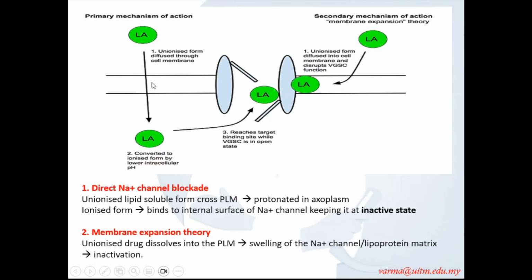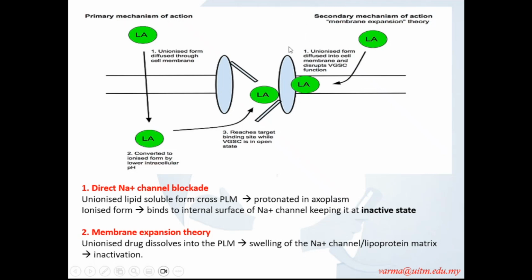This is the phospholipid membrane. This is extracellular. This is intracellular. This is your cytoplasm. So when you inject your LA, topically, you inject your LA at the skin. From here, from the external part, it is the lipid soluble form. Okay, the unionized form, which is lipid soluble, will diffuse through the cell membrane to reach the cytoplasm. Okay, in the cytoplasm, it gets protonated or ionized. Only the ionized form of the LA can cause the channel blockade. So the ionized form binds to the internal surface of the voltage gated sodium channel.